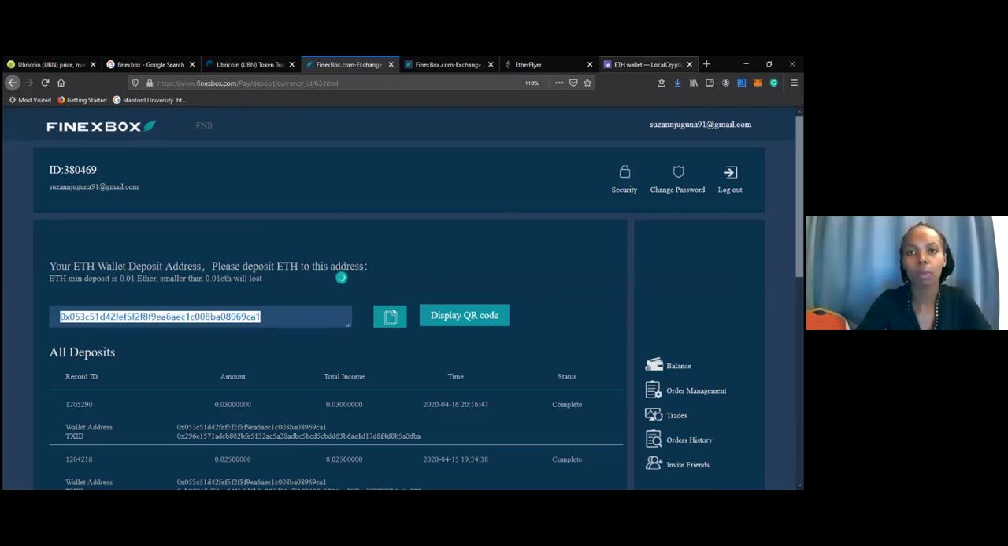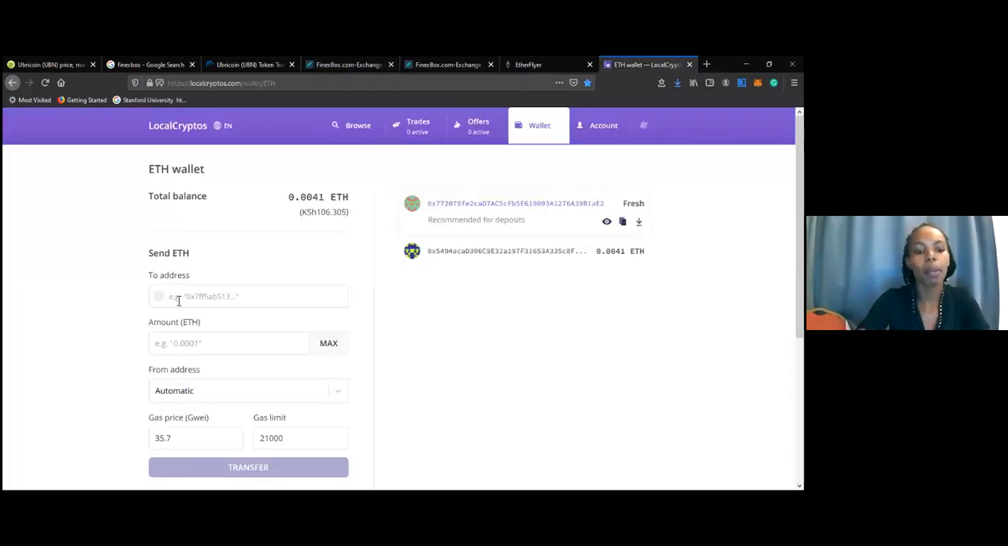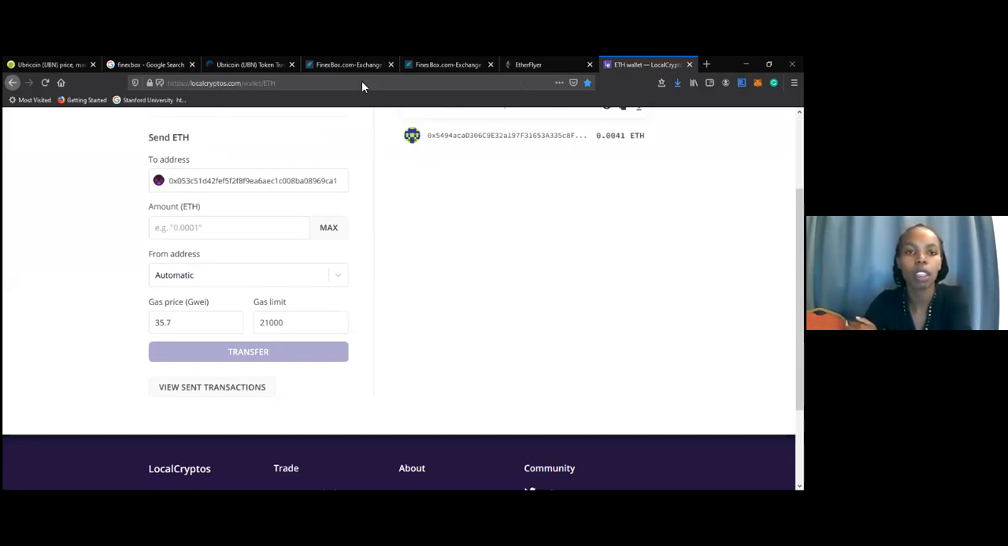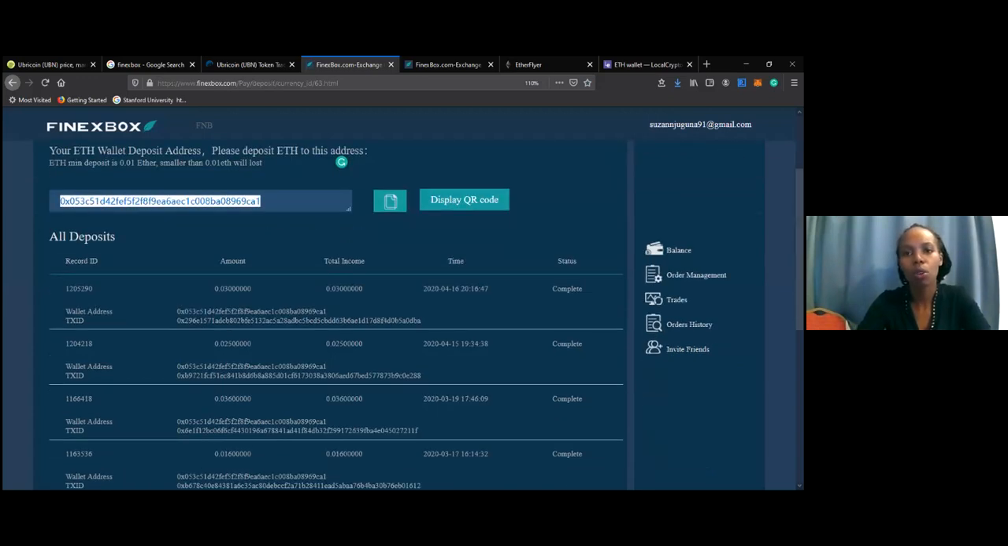You just come to your localcryptos.com and paste that address there and say how many ETH you want to transfer from Local Cryptos to your Finexbox wallet or your Finexbox exchange. After that, you just click on transfer, and then the transaction will go through, and your ETH will be displayed on the Finexbox exchange. I also want to mention that on Finexbox exchange, sometimes it takes time before the ETH is deposited, so do not panic, because the transaction will go through eventually.